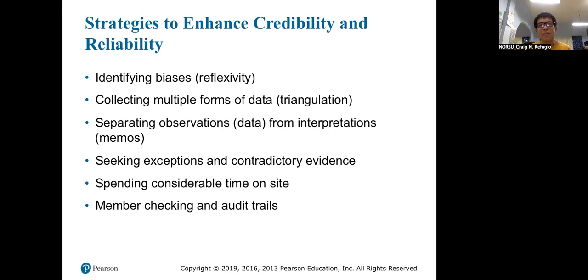Seeking exceptions and contradictory evidence. So in all cases, there are what we call exceptions to the rule. So dapat you are going to include that one. No? What are the exceptions and what are contradictory evidence? Spending considerable time on site, member checking and audit trails. So all of these things could actually enhance credibility and reliability.